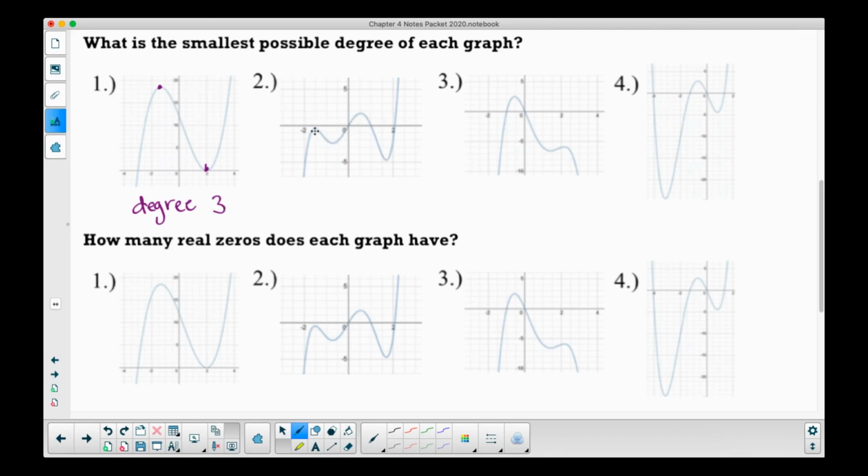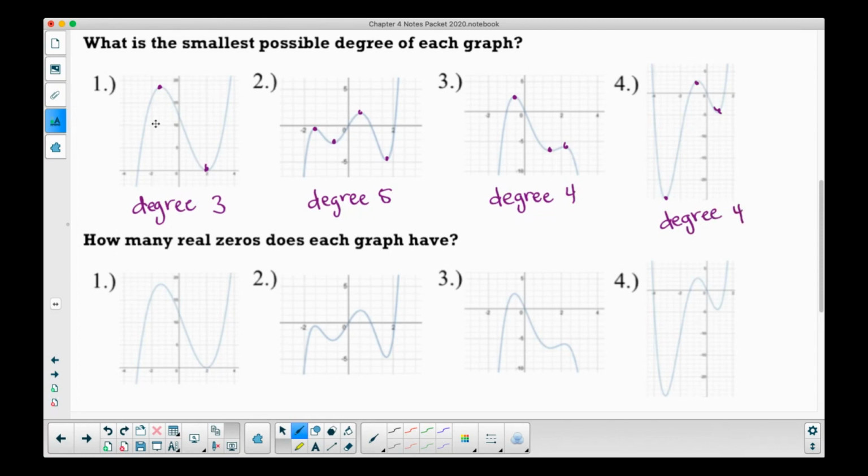Here, if we count all of our local extrema, 1, 2, 3, 4, that means add 1 to that. So at least it has to be degree 5. All right, 1, 2, 3. So at least this would have to be degree 4. And then if you look here, 1, 2, 3. So at least this would have to be degree 4.